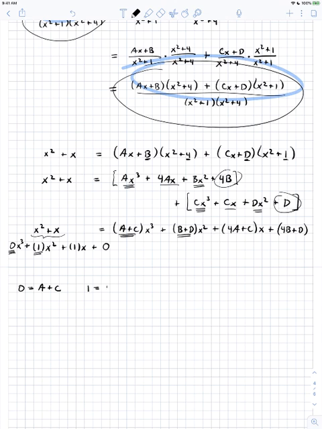So you have 1 equals b plus d. Then you have the linear terms, which are degree 1, and those two are equal to each other as well. So the coefficient of the degree 1 term on the right is equal to the coefficient of the degree 1 term on the left. So we have 1 is equal to 4a plus c. And finally, the constants are equal. Well, on the right, the constant is 4b plus d, but on the left, the constant is 0.